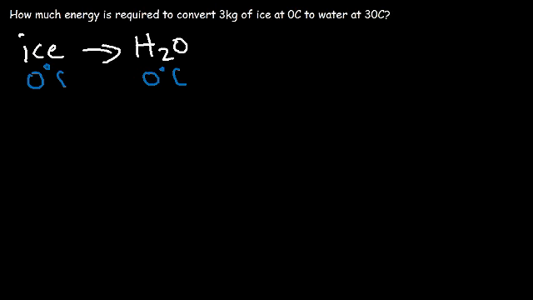How much energy is required to convert 3 kilograms of ice at 0 degrees Celsius to water at 30 degrees Celsius? So notice that we have a phase change and a temperature change. So there's two different Q values that we need to calculate. We need to find out how much energy is required to melt ice to liquid water, where the temperature stays constant from 0 to 0. And then we need to find out how much energy is required to heat up the liquid water from 0 degrees Celsius to 30.